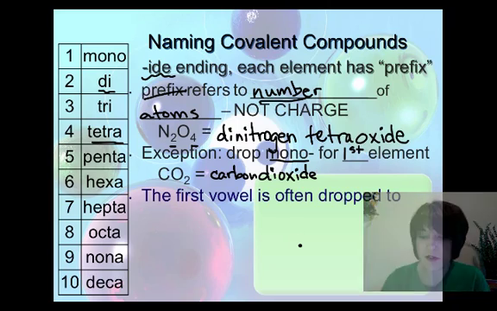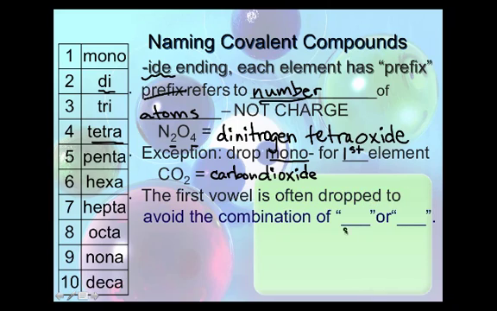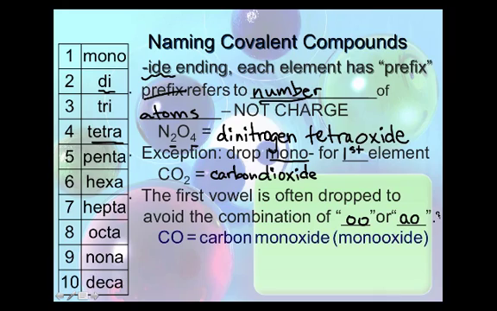The first vowel is also often dropped to avoid combinations of the double O or the AO, because that gets a little bit confusing. So we would call this carbon monoxide, not carbon monoxide. So we would drop the first vowel so that we don't have goofy combinations like that.